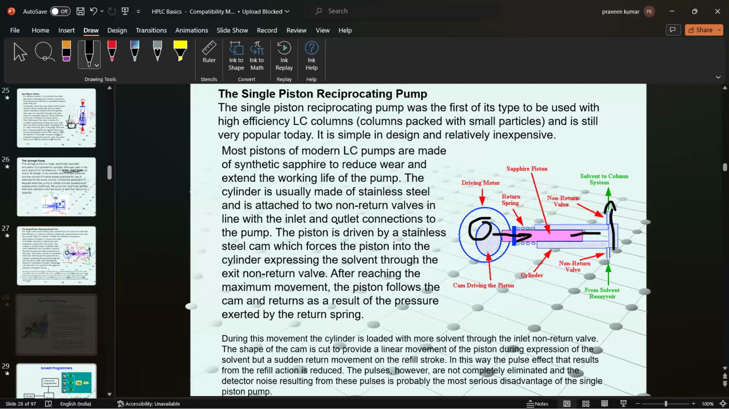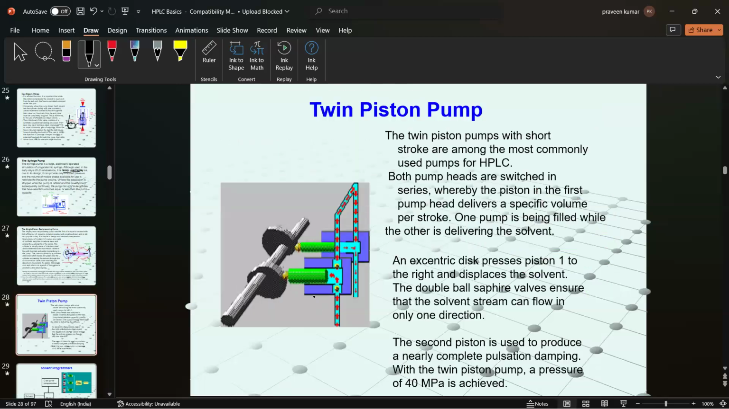So I think this is a schematic diagram, guys. I think you can understand. Here, the pressure is applied, the piston moves, then it flows from here to here, then here to here. So basically, this is a twin system pump.